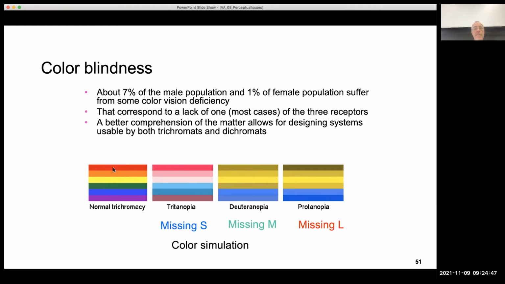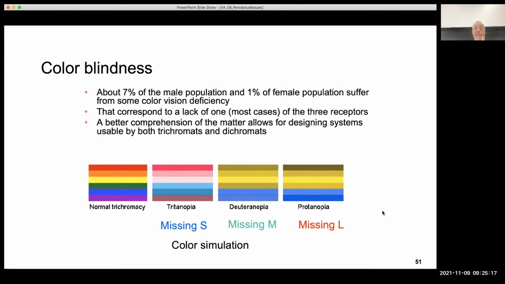And this is the vision that you can have if all your 3 kinds of cones are working perfectly, or if you're missing the short, medium, or long wavelength receptor: you miss the blue, you miss the green, or you miss the red. This is very common. You have some names for that, but this is the scale that you get.